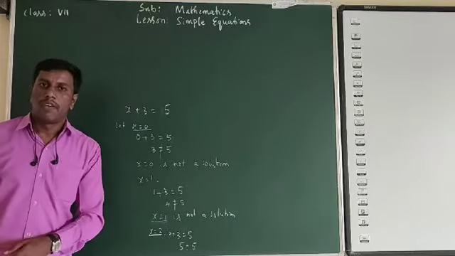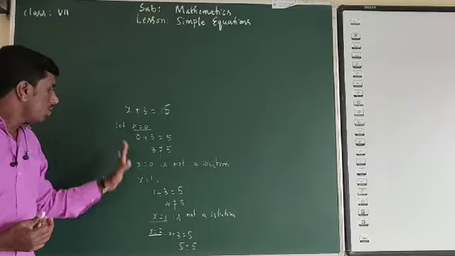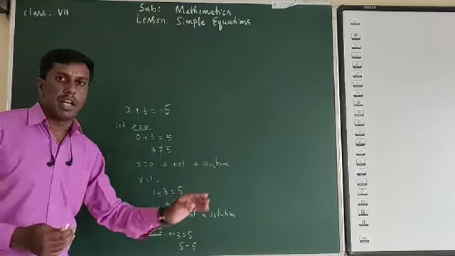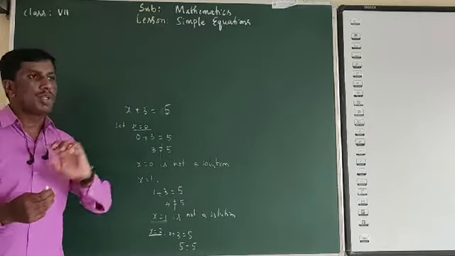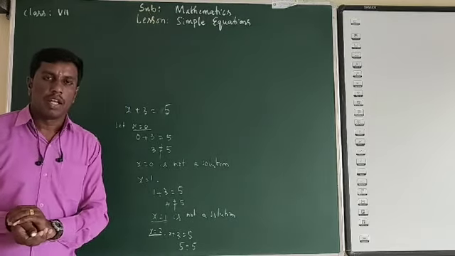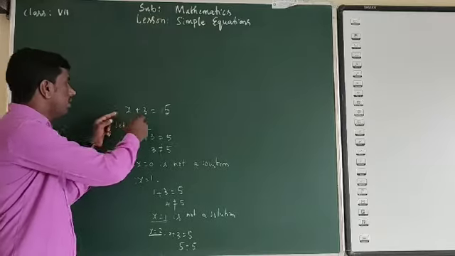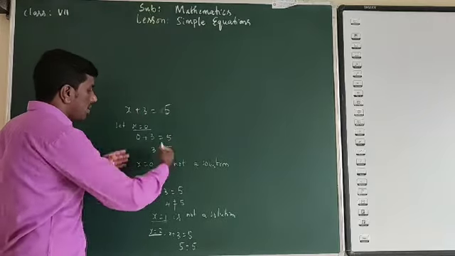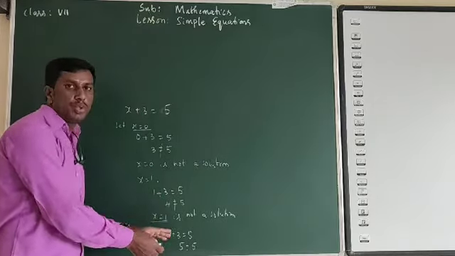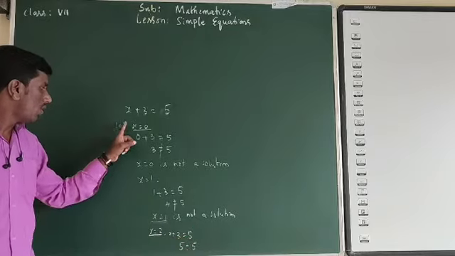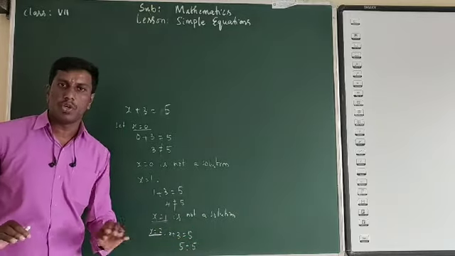But in class 7, we are not going to do this trial and error method. We have a particular method to solve these equations. If it is a small equation, then it's very easy. You can get it within 2-3 steps. If you take 1, 2, 3 values, you will get the solution.